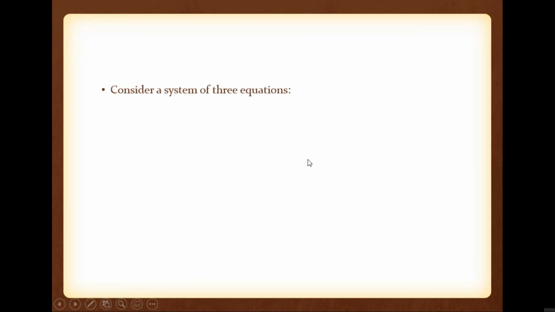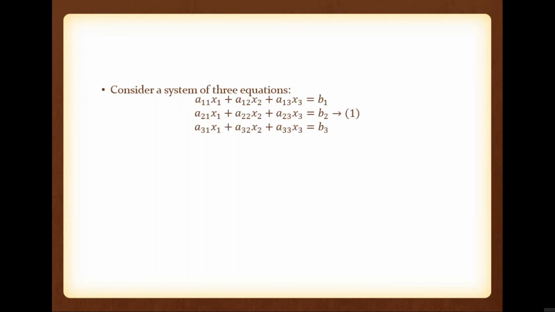Consider a system with three equations. For convenience, as I told you, we are considering only a system with three equations. That is a11 x1 plus a12 x2 plus a13 x3 equal to b1, a21 x1 plus a22 x2 plus a23 x3 equal to b2, a31 x1 plus a32 x2 plus a33 x3 equal to b3. The initial steps are a repetition of the last method, but note this equation.